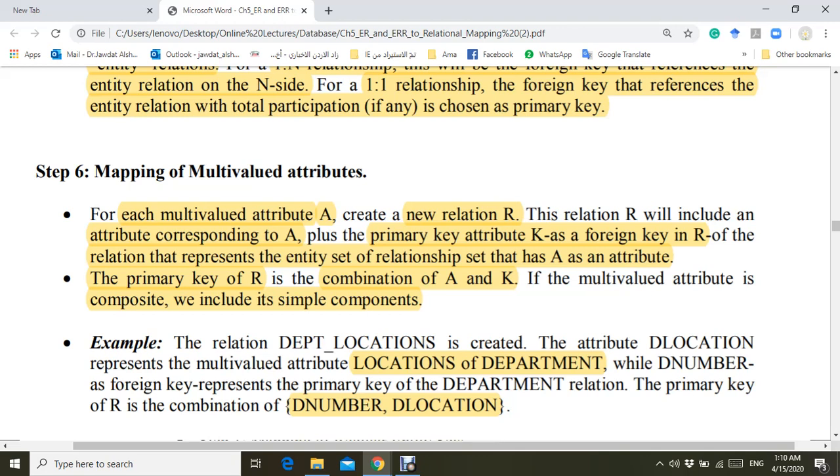So the primary key in the multi-valued attribute relation will be the department number, for example, and the location will be the department location at the same time. So two of them will be the primary key in this relation.